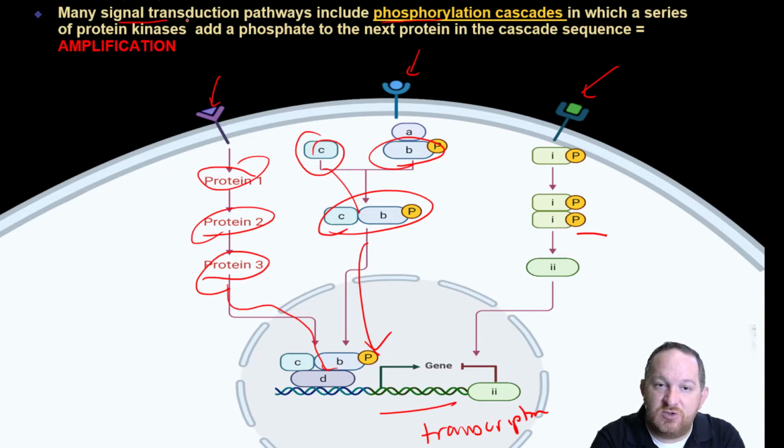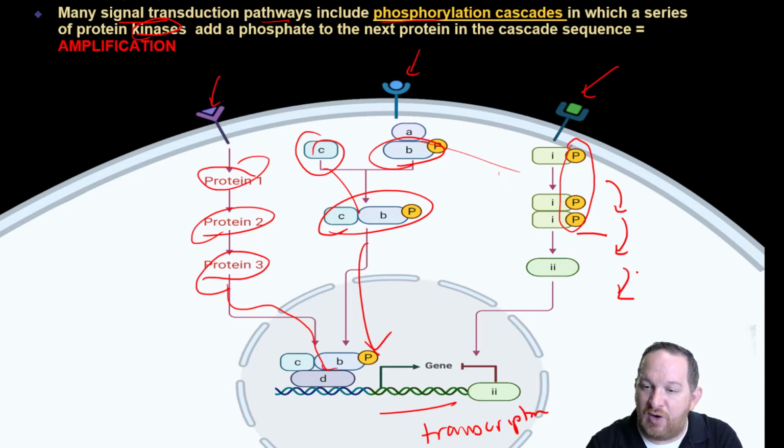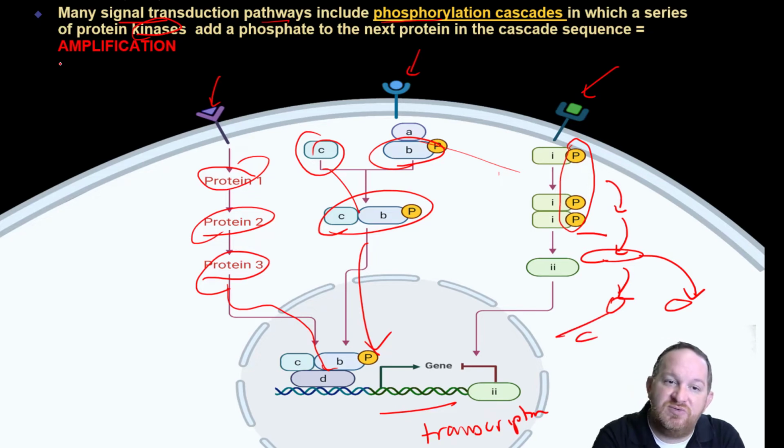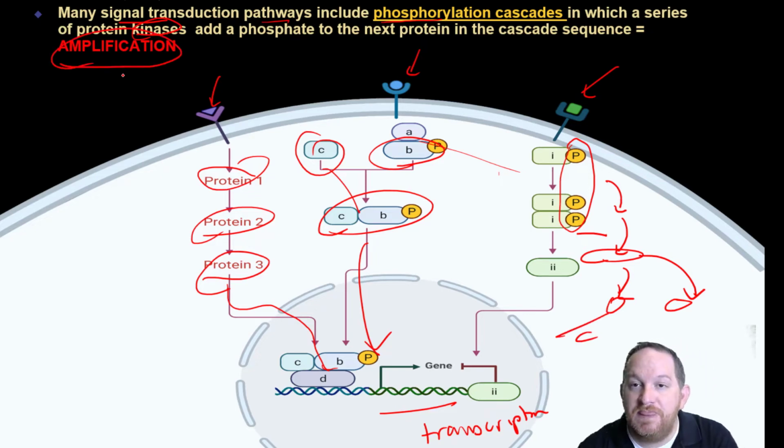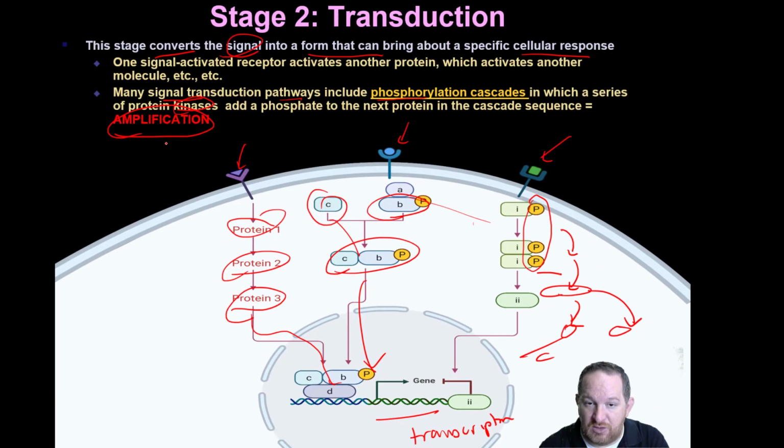So many of these signal transduction pathways will include this phosphorylation. You see all these phosphate groups. Because those are basically a series of protein kinases, phosphorylating enzymes, that pass a phosphate to the next one, so you get a cascade. So this activates that, which activates that, which activates that, right? And the nice thing is, once this is activated, it can activate more. And then these can activate more. So basically this results in what we call some amplification. So the transduction of the signal is stage two.